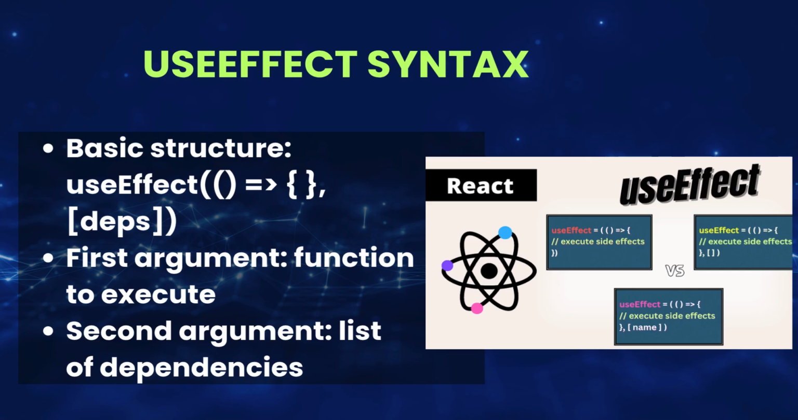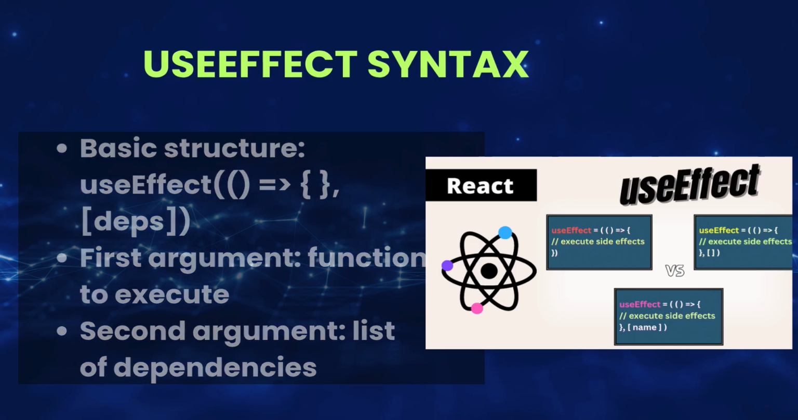Here's how it looks. useEffect(() => { do something }, [dependency]). That's it. The first part is the function that should run, and the second part is the dependency array. It's like a to-do list that says, "Hey React, rerun this code if any of these change."